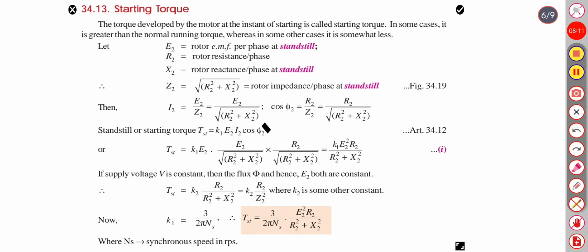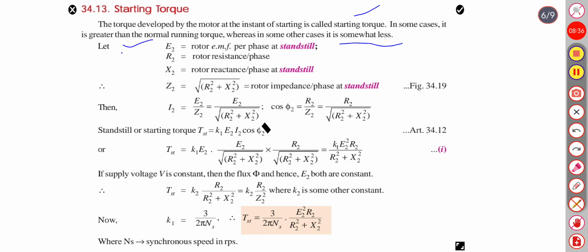Now let us see the starting torque. The torque developed by the rotor at the instant of starting is called starting torque. In some cases, it is greater than the normal running torque, whereas in some other cases, it is somewhat less.